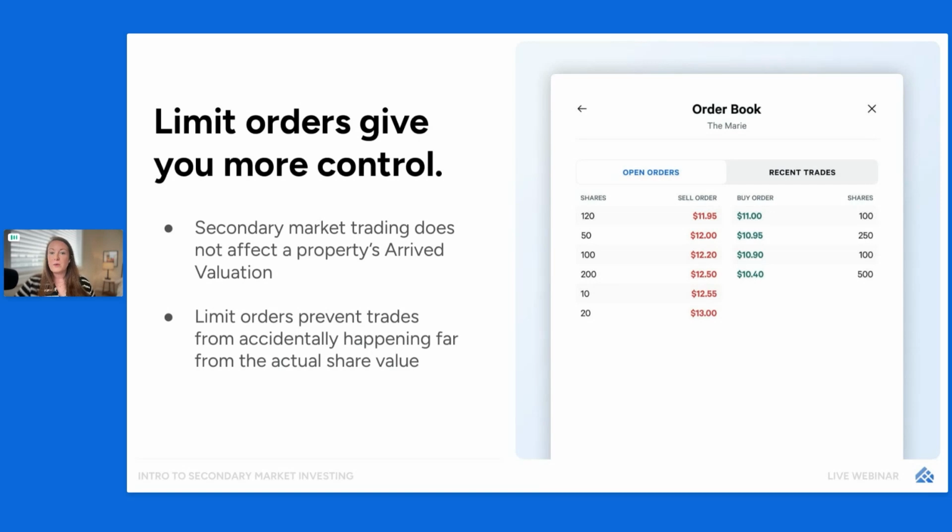So with that said, we use limit orders so that investors have more control over the prices that their shares are trading at, rather than simply executing at the best available price, which could be far from the actual share value. And so we just don't want that to happen, considering that the actual share value is not affected by secondary market trading. So you can think that every time you place a limit order, you're essentially stating the highest price you're willing to buy shares for or the lowest price you're willing to sell shares for.